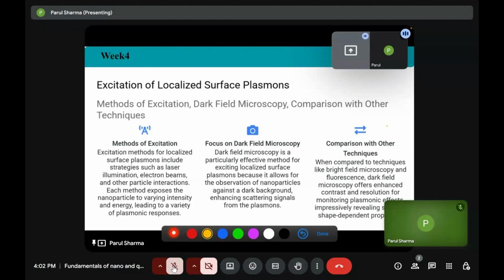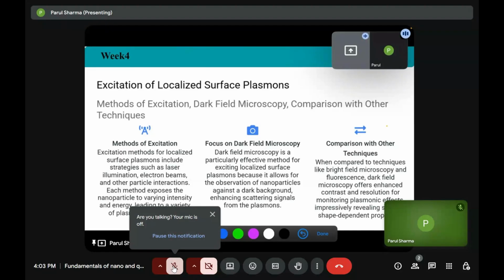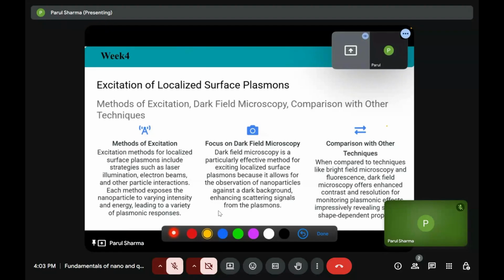So these are the methods of excitation, and each method exposes the nanoparticle to varying intensity, leading to a variety of responses. So next, how can we see the nanoparticles under the microscope? For seeing the nanoparticles, we have dark field, which is a particularly effective method for exciting the localized surface plasmons because it allows visualization of particles against a dark background, which enhances the scattering signals from the plasmons.